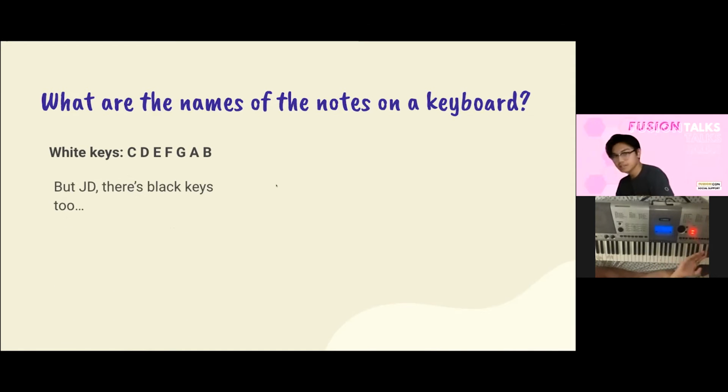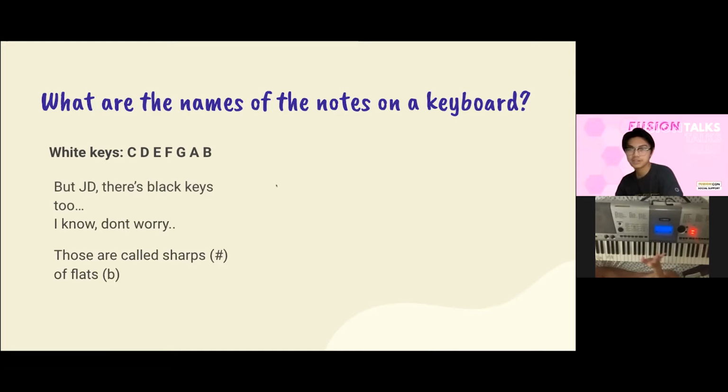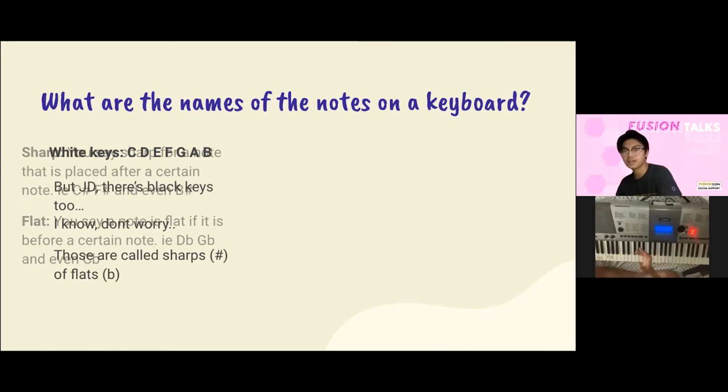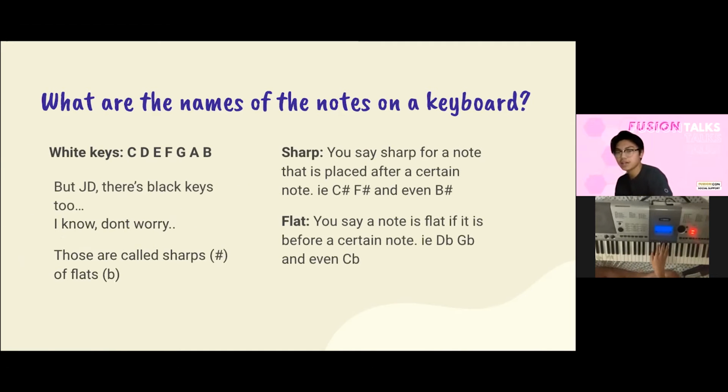But JD, there's black keys too. I know, don't fret, don't worry. Those are called sharps or flats. A sharp is any note placed after a certain note. What this means is, take for example this. This is a C sharp because it is the note right after a C, right? This one is an F sharp because it's right after the F, correct. And this works for even white keys. Take this, for example, you can call it a B sharp because it is right after the B.